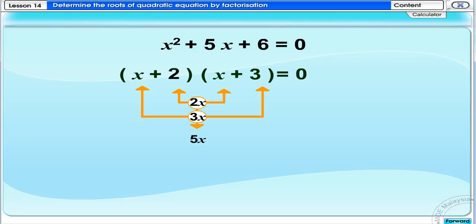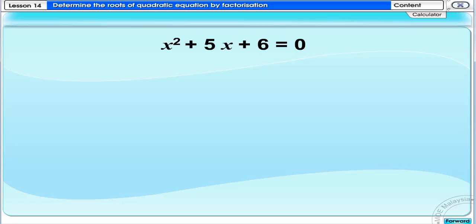Let's try 2 and 3. Using 2 and 3, the outside terms give 3x and the inside terms give 2x. Their sum is 5x, which is the correct middle term.